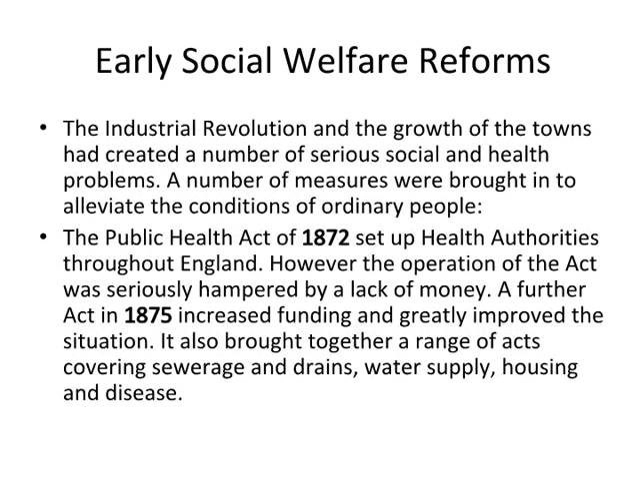The Industrial Revolution and the growth of the towns had created a number of serious social and health problems. A number of measures were brought in to alleviate the conditions of ordinary people. The Public Health Act of 1872 set up health authorities throughout England. However, the operation of the Act was seriously hampered by a lack of money. A further Act in 1875 increased funding and greatly improved the situation. It also brought together a range of acts covering sewerage and drains, water supply, housing and disease.